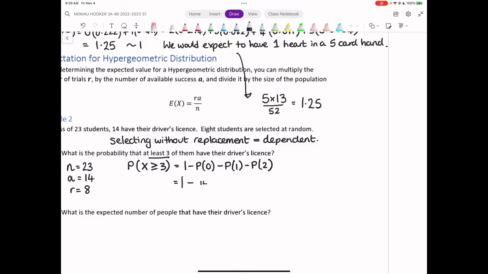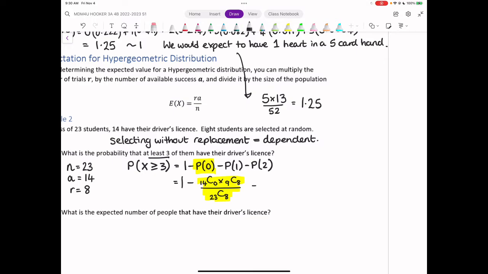That means out of 14 people with driving licenses, we're choosing 0 of them. And out of the remaining 9 students, we're going to choose 8. And that would be out of a potential 23 students choosing 8, just at random. So that's the probability of 0 students chosen that have a driving license.